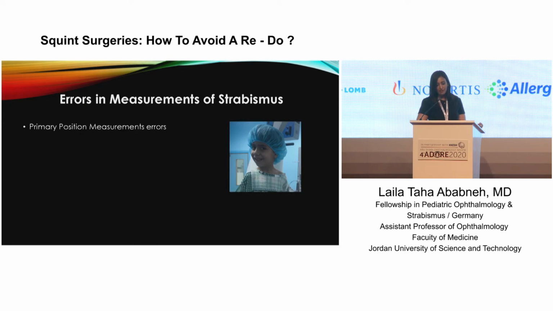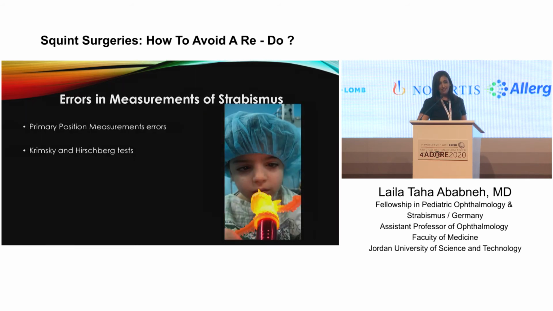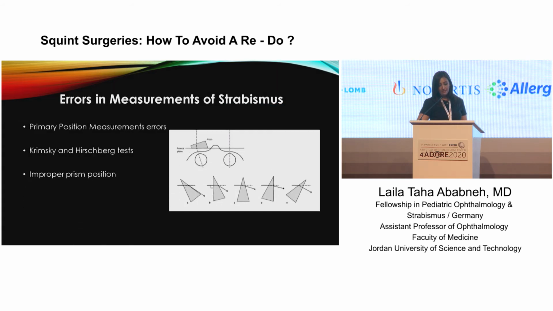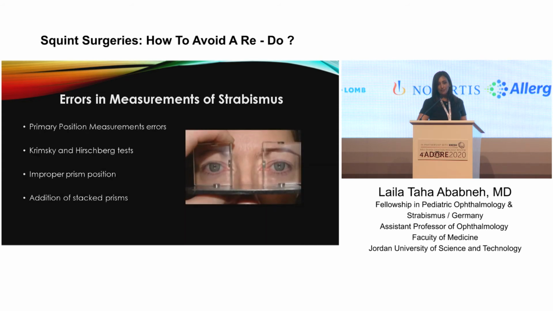Other errors can occur during measurement of the strabismus. Like I said, we should always measure the angle in the primary position, not ignoring a coexistent anomalous head posture. The Hirschberg test is a very crude method, and it's not like we have always been taught: 1 millimeter does not equal 7 degrees and does not equal 15 prism diopters. It could mean more. Stacking prisms in improper position can lead to errors, and addition of stacked prisms is not simply numerical addition of these prisms.